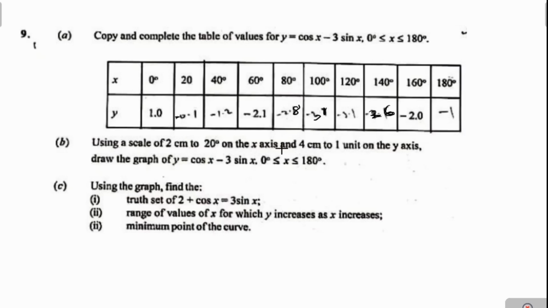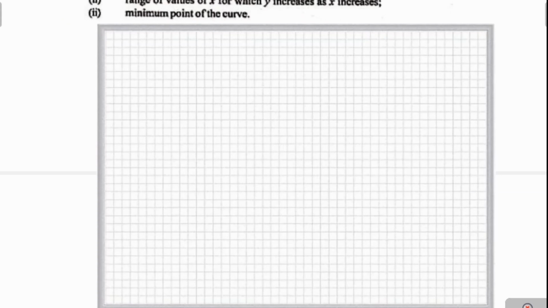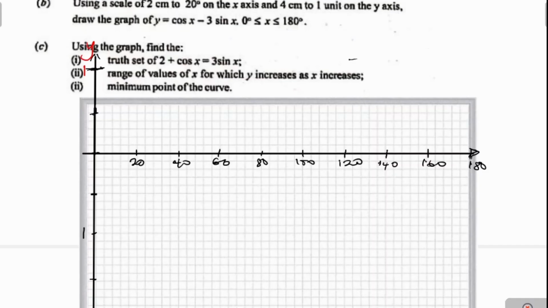All right, then we go to the B part. The B part is asking us to draw the graph of this table using the scale of 2 centimeters to 20 units on the x-axis and 4 centimeters to 1 unit on the y-axis. I have a graph sheet here that I would like to use. Right, so I have my graph book here. Let me draw my axis quickly. All right, so I managed to get a graph book here, which I will manage through the construction.